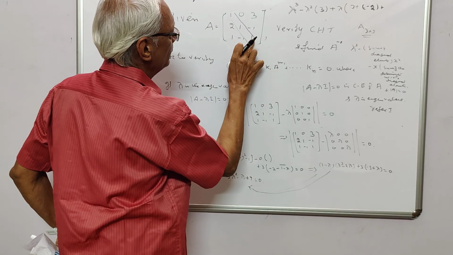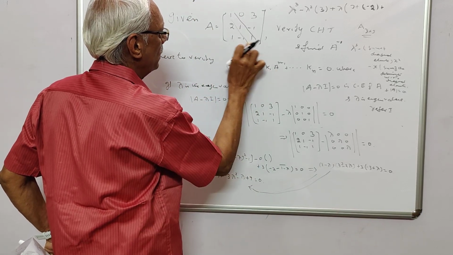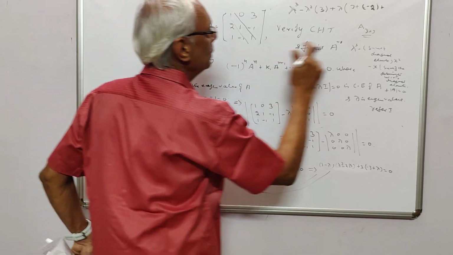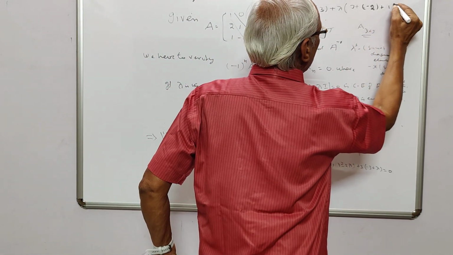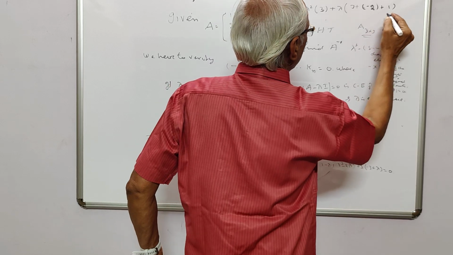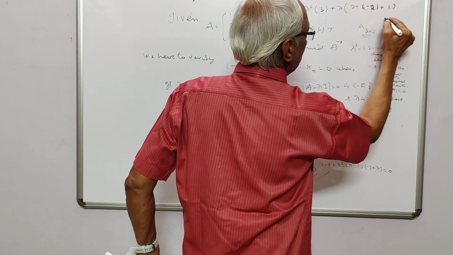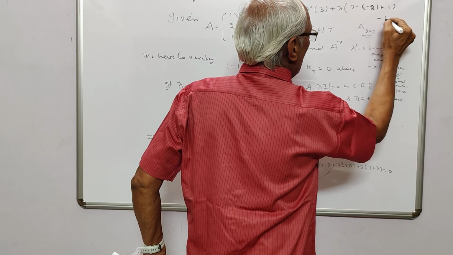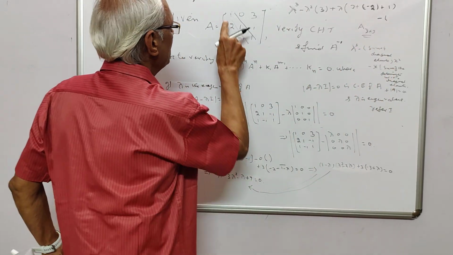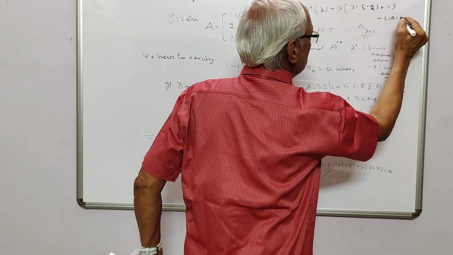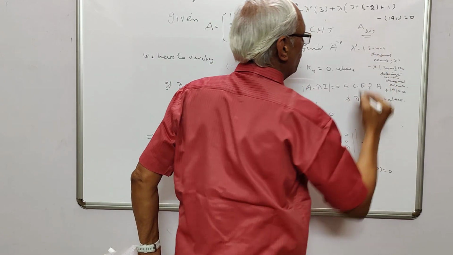Plus, come to this one. Suppress this column and this row. 1 into 1 is 1. 2 into 0 is 0. So this is 1. So what is that you will get? Then minus plus, then minus. You have to find the determinant, which will be equal to 0.